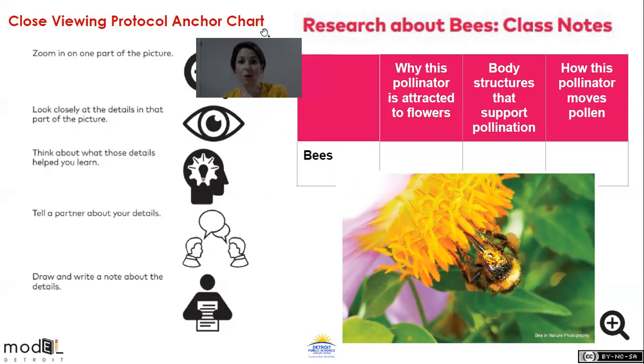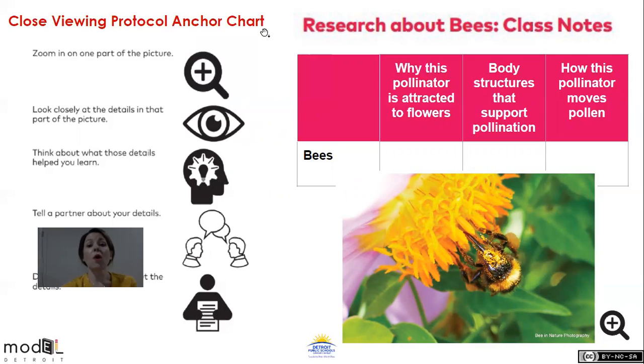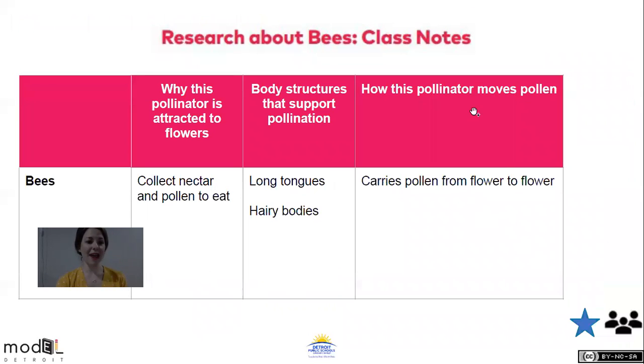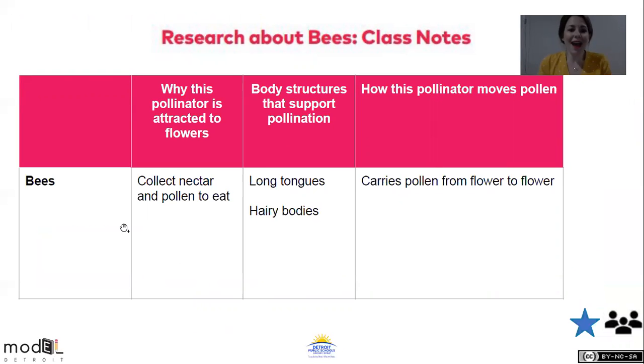We started filling out our class notes about researchers, about bees, and we talked about why the pollinator, the bee, is attracted to flowers, what body structure supports pollination, and how the pollinator moves pollen, okay? So I have my anchor chart that I filled out right here, okay? So I said, for why this pollinator is attracted to flowers, I said that it collects nectar and pollen to eat. That is why it's attracted to flowers.